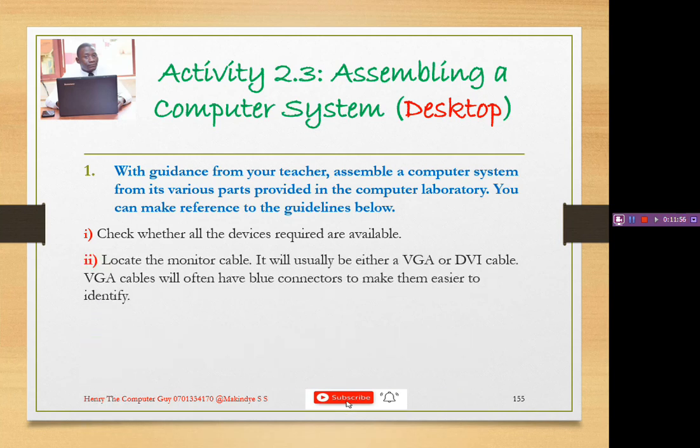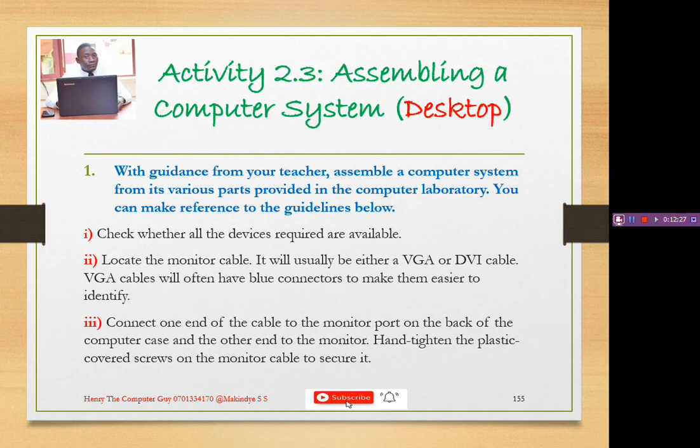Number 2, locate the monitor cable. It will usually be the VGA or the DVI, video graphics array, or the digital visual interface cable. That means that you will connect it to your monitor and connect it to the system unit. So they are telling us that the VGA cable will often have blue color to make it easier to identify. I think we looked at that one already.